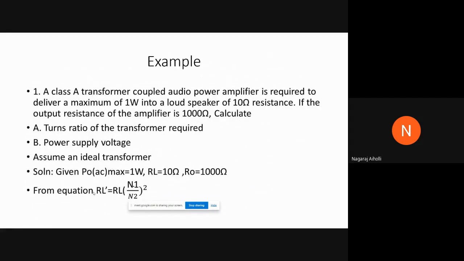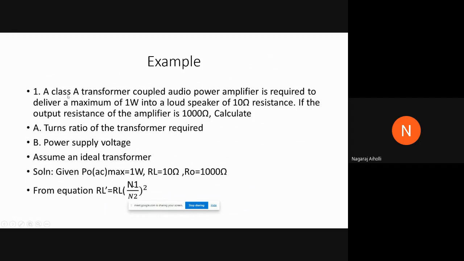On the transformer coupled class A amplifier. A class A transformer coupled audio power amplifier is required to deliver a maximum of 1 watt into a loudspeaker of 10 ohm resistance. If the output resistance of the amplifier is 1000 ohm, calculate the turns ratio of the transformer and the required power supply voltage.